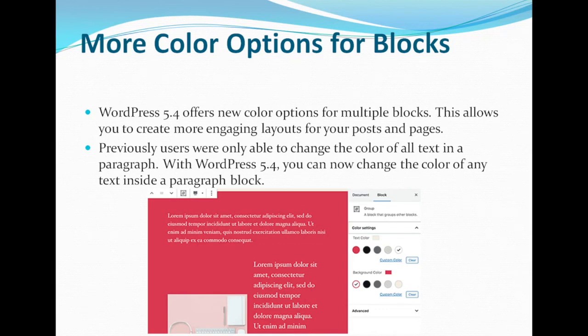Previously users were only able to change the color of all text in a paragraph. With WordPress 5.4 you can now change the color of any text inside a paragraph block. In the previous version, we didn't have that feature; the full paragraph color would change. But now in WordPress 5.4, if you want to change any text color, any sentence color differently, we can easily update it by the color scheme.